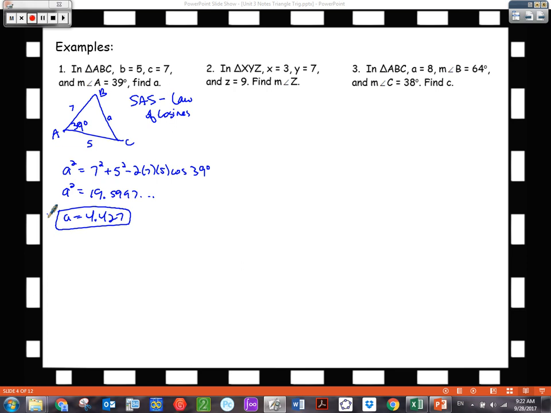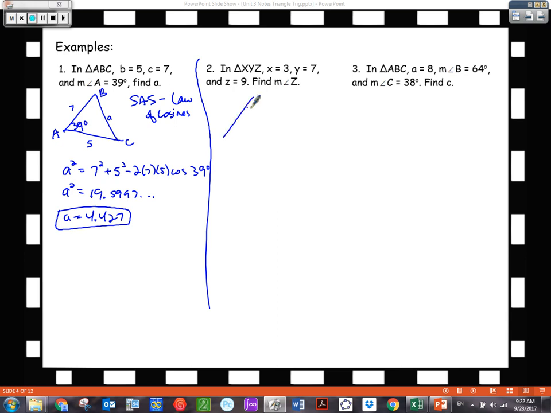So that is our very first law of cosines. How was that? It's not bad, right? Okay, remembering the formula could be a little challenging, but we just have to memorize it. Okay, we don't really have a workaround on that. Okay, so let's take a look at our second one.